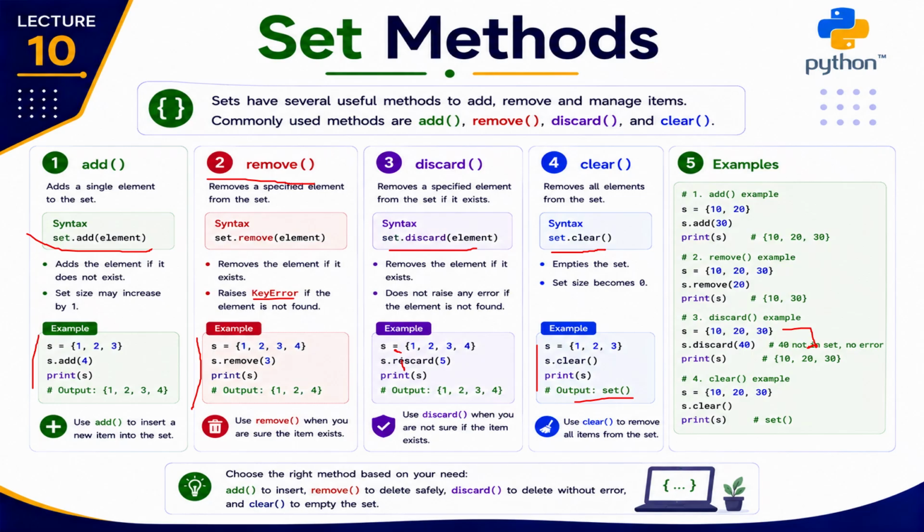Now let's quickly revise all these methods. We use add to insert a new element, remove to delete an existing element when you are sure that it exists, discard to remove an element safely without any error, and clear to remove all elements from the set. These are the most commonly used methods while working with Python sets. Now that you understand this topic, let's move to our next topic.